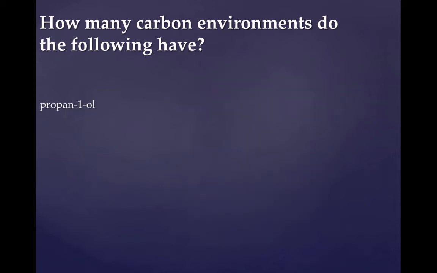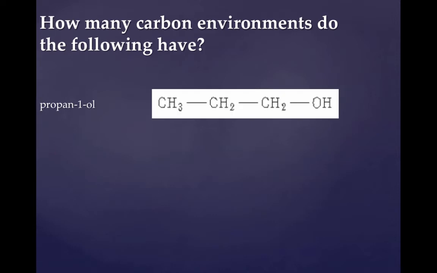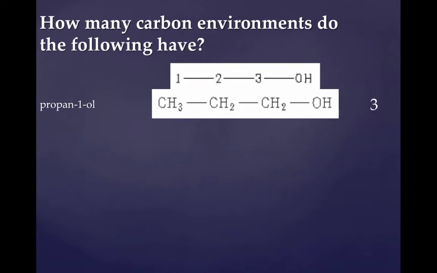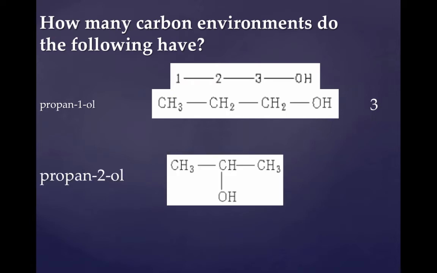Looking at the isomers of propanol, we can apply the same approach. Here we have propan-1-ol, which has 3 carbon environments, whilst the symmetry of propan-2-ol results in 2 carbon environments.